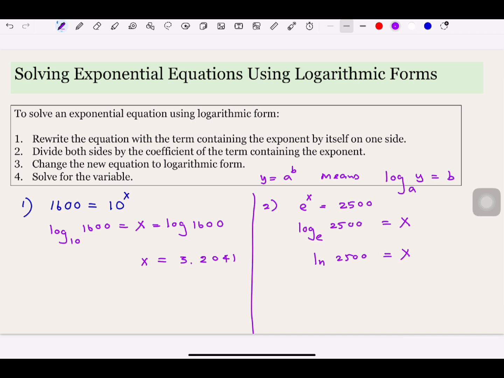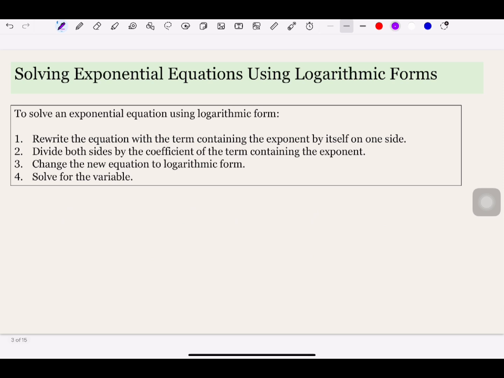So now in order to get this value, you can use your calculator again, because in the calculator there's an inbuilt button for natural logarithm. So if you use your calculator, you will get x as 7.8240.